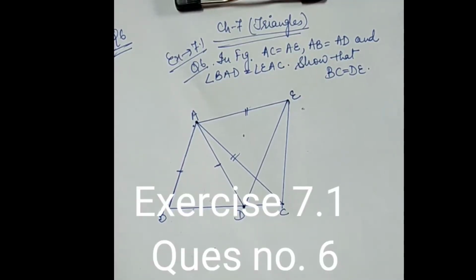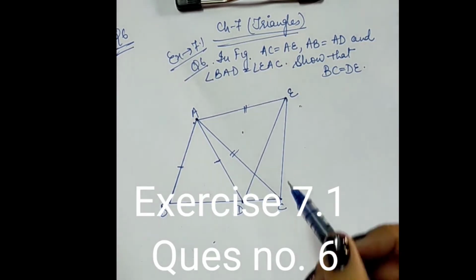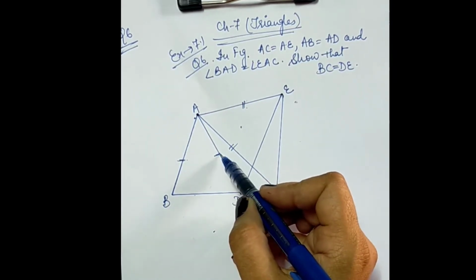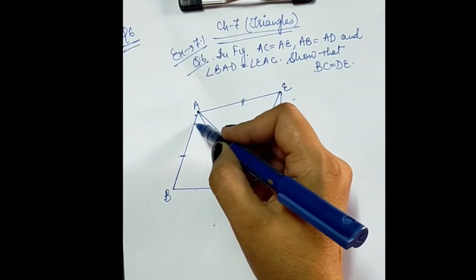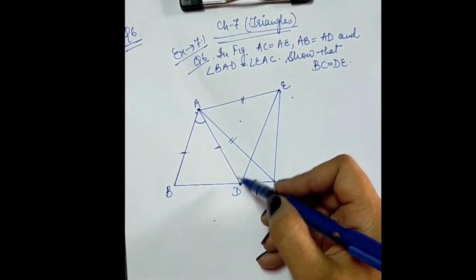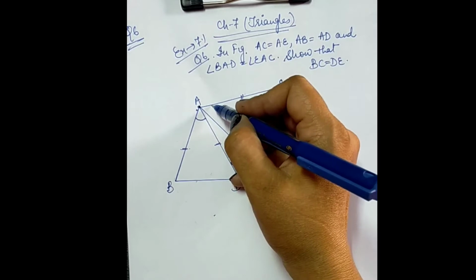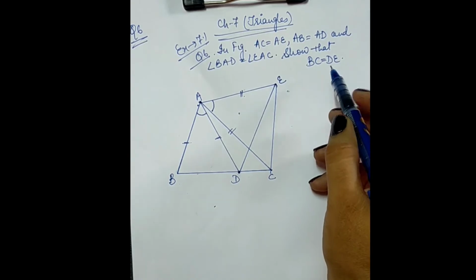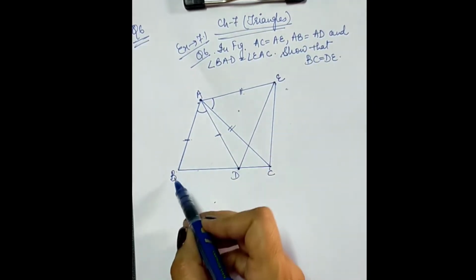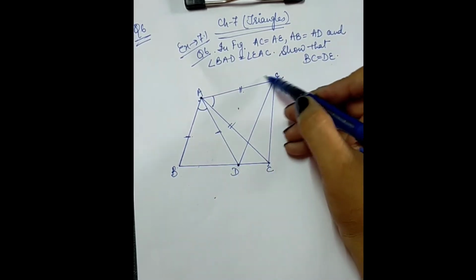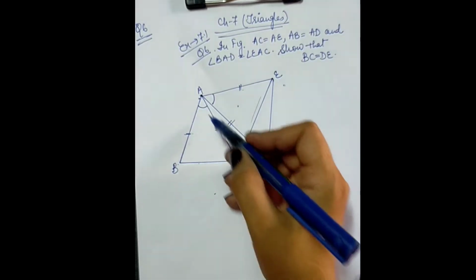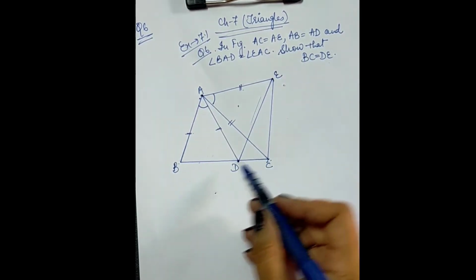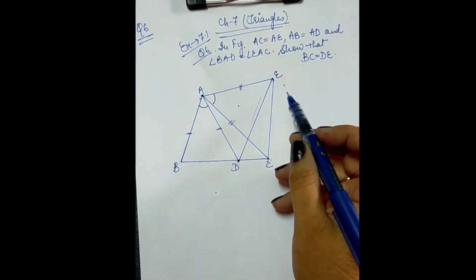So now this is question number 6, exercise 7.1. In figure, AC is equal to AE, AB is equal to AD and angle BAD is equal to angle EAC, this angle. So we are supposed to prove that BC equals DE. BC is coming in this triangle ABC and DE is coming in this triangle ADE. So basically we need to prove that triangles ABC and ADE are congruent, and by CPCT we can write down that BC is equal to DE.